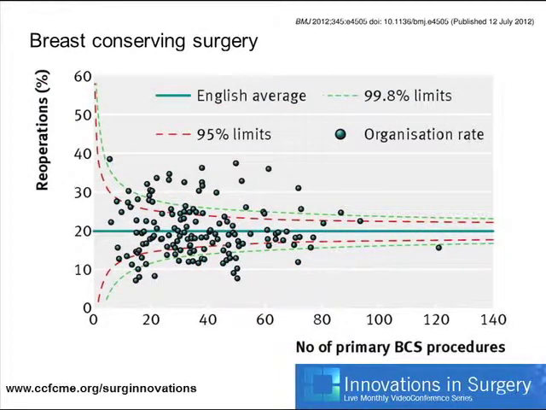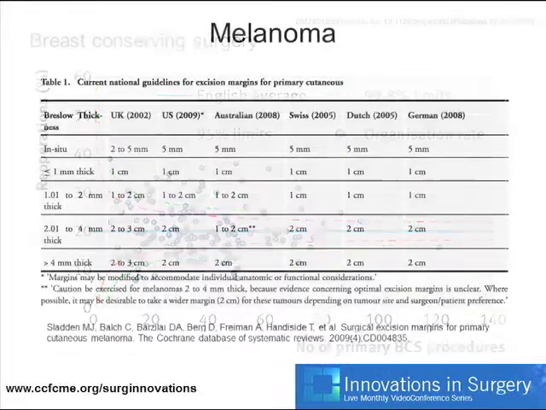What you can see here is a funnel plot of UK data of reoperation rates in these women having surgery. And interestingly, it is used as a quality measure, and you can see a range of effects. And as we know, there's a volume-outcome relationship, and the more cases you do, the lower your reoperation rate, but it's certainly not a linear relationship.